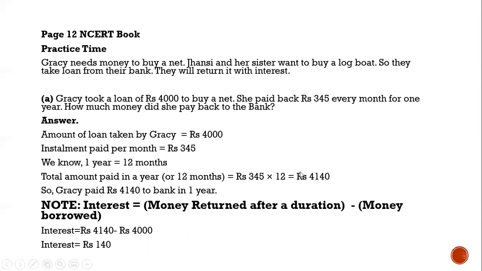So this is the money she paid back to the bank, rupees 4,140. This extra money is an interest. Gracie paid rupees 4,140 to bank in 1 year. What is an interest? Money returned after a duration minus money borrowed. For example, if we have to calculate interest, we'll see that she paid back 4,140 and she borrowed 4,000. We'll take out that difference and we'll come to know rupees 140 is the interest money.